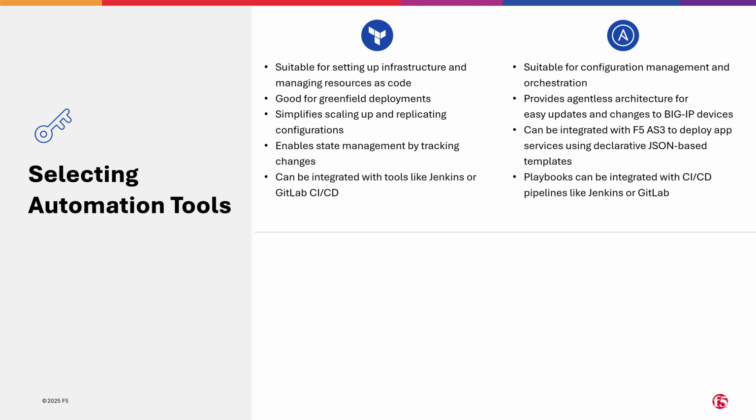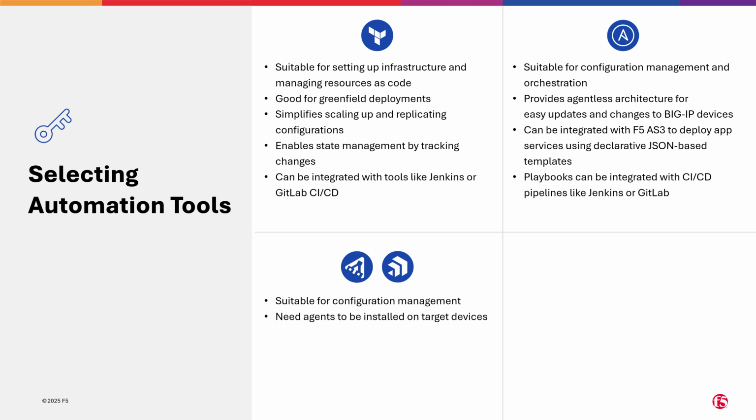Additionally, Ansible playbooks can be integrated with CI/CD pipelines like Jenkins or GitLab to automate deployments as part of a continuous integration and delivery process. Chef and Puppet are popular for configuration management and provide similar functionality to Ansible. However, they require agents to be installed on target devices, which may not always be desirable.